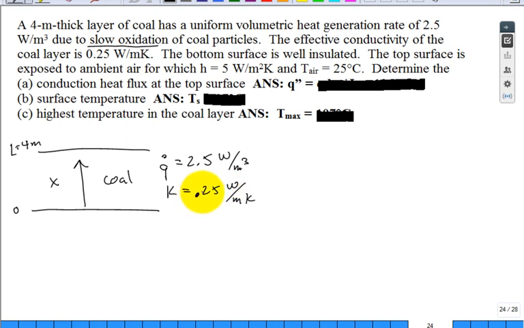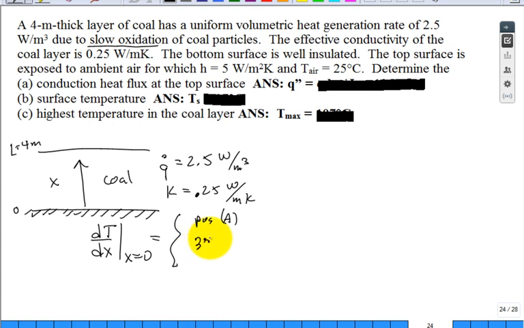The bottom surface is well insulated. What does that tell me about the change in temperature with respect to x at x equal to 0 if it's well insulated? Zero. You are good. I should ask the clicker question. I can still ask a clicker question, can't I? So the question is, it'll be positive, answer A. It'll be 0, answer B. Or negative, answer C. What is dT/dx at x equal to 0?